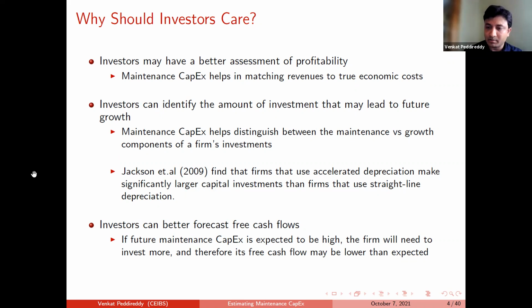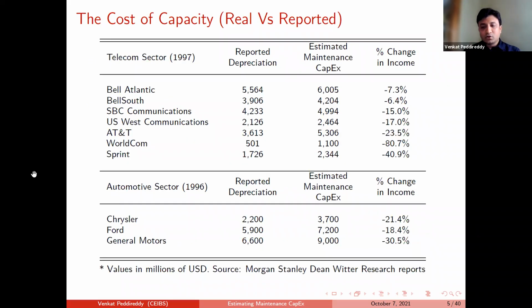But how big is this problem? That's the next question, right? Is it really a problem to consider, or something which is very trivial and we don't have to bother about it? I looked at a lot of 10-Ks to see if any firm actually discloses this maintenance capex in their footnotes or somewhere. But I could hardly find two or three firms, and those are very small firms, which actually put the maintenance capex figure in a footnote.